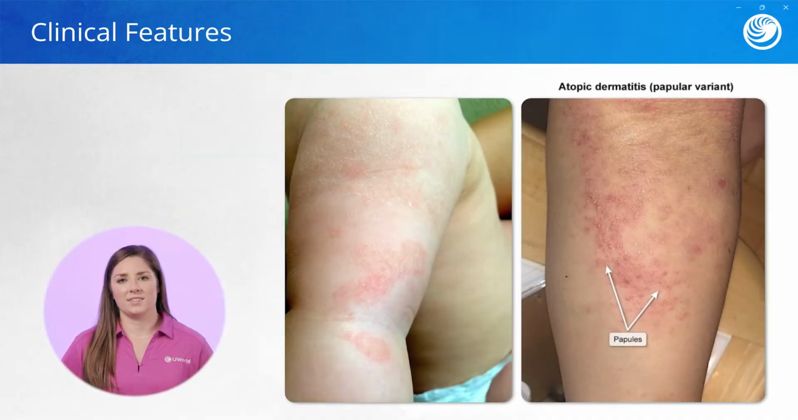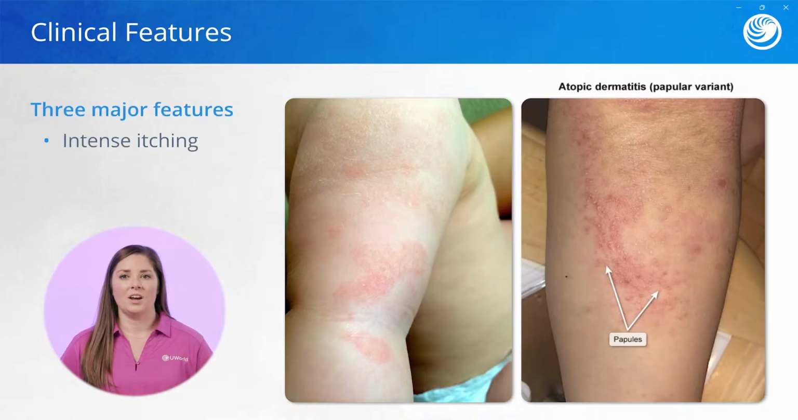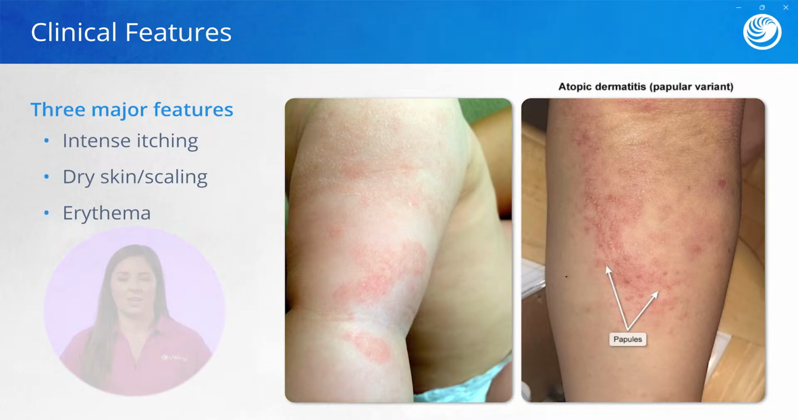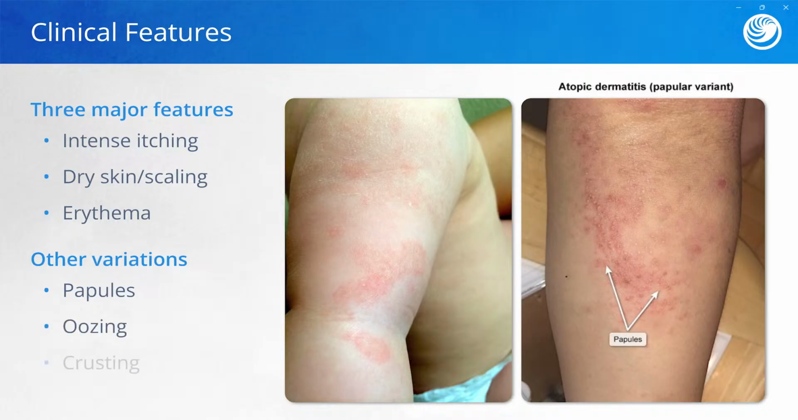The most classic presentation of atopic dermatitis are dry, scaly lesions with an erythematous border. We can also see papules form on the skin as well. Those papules can open and start to secrete a thin liquid that causes oozing and a thin crust.